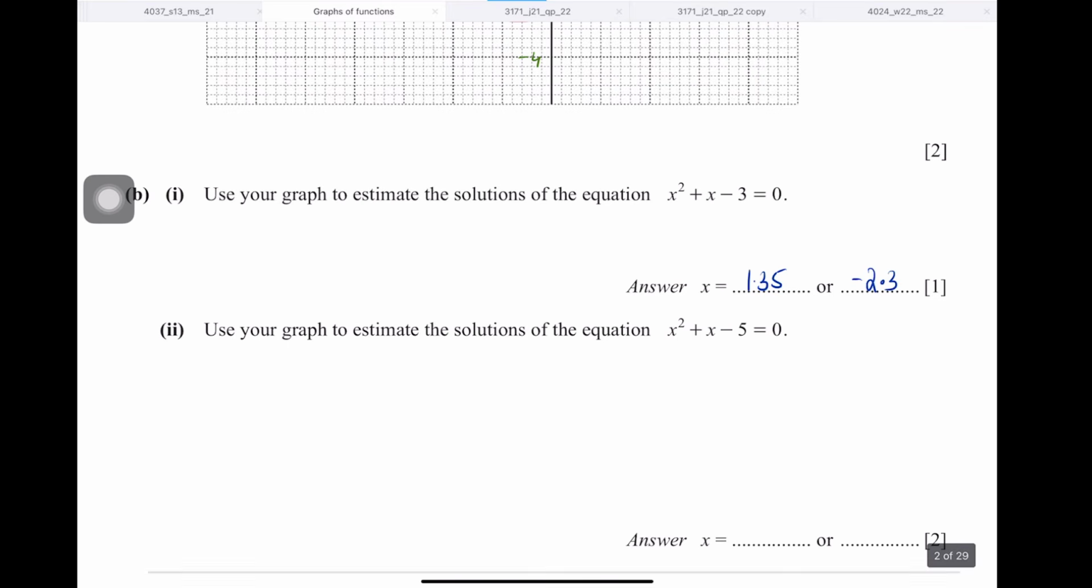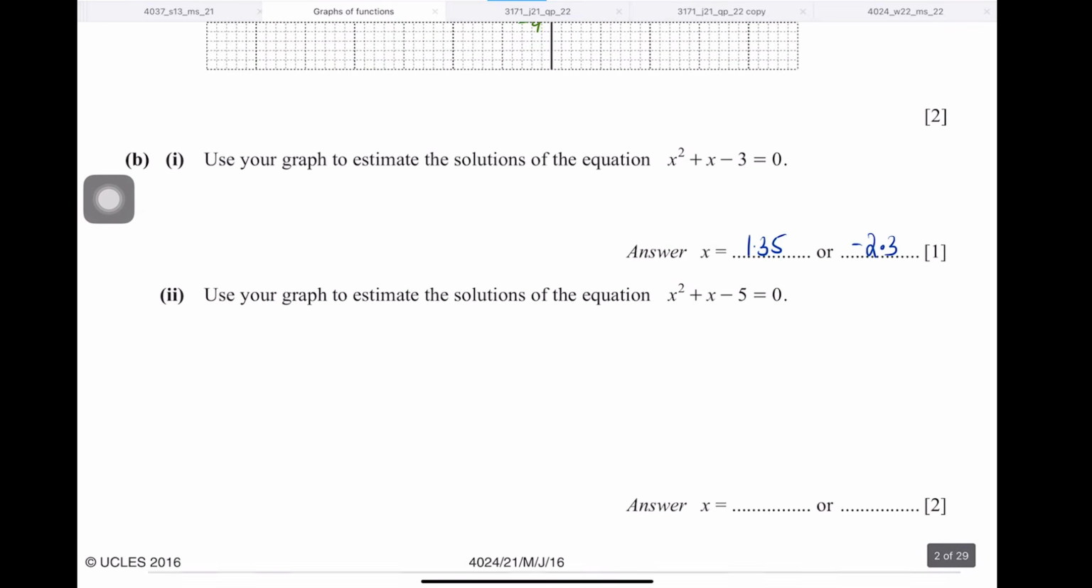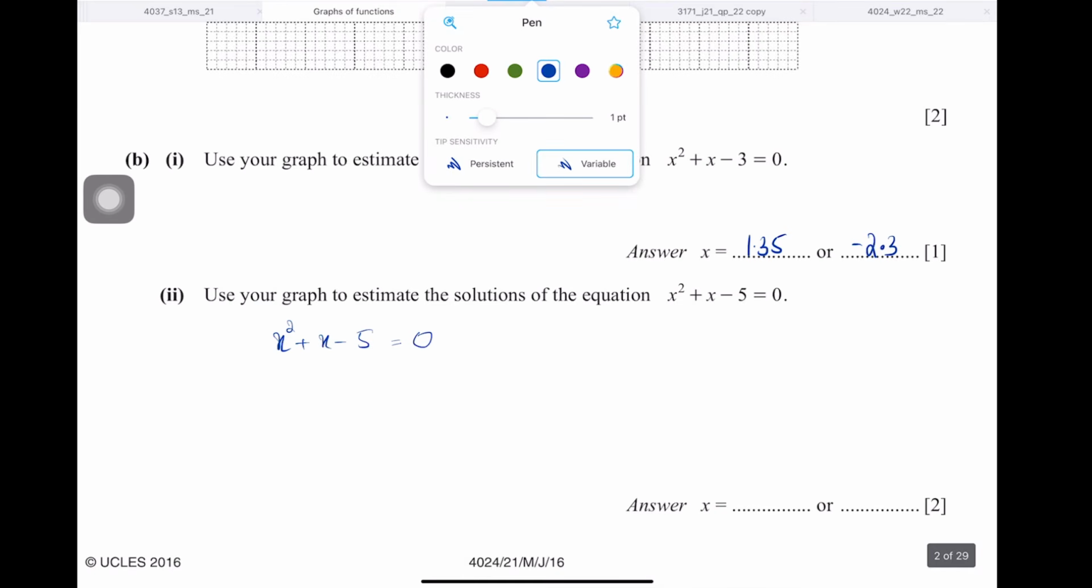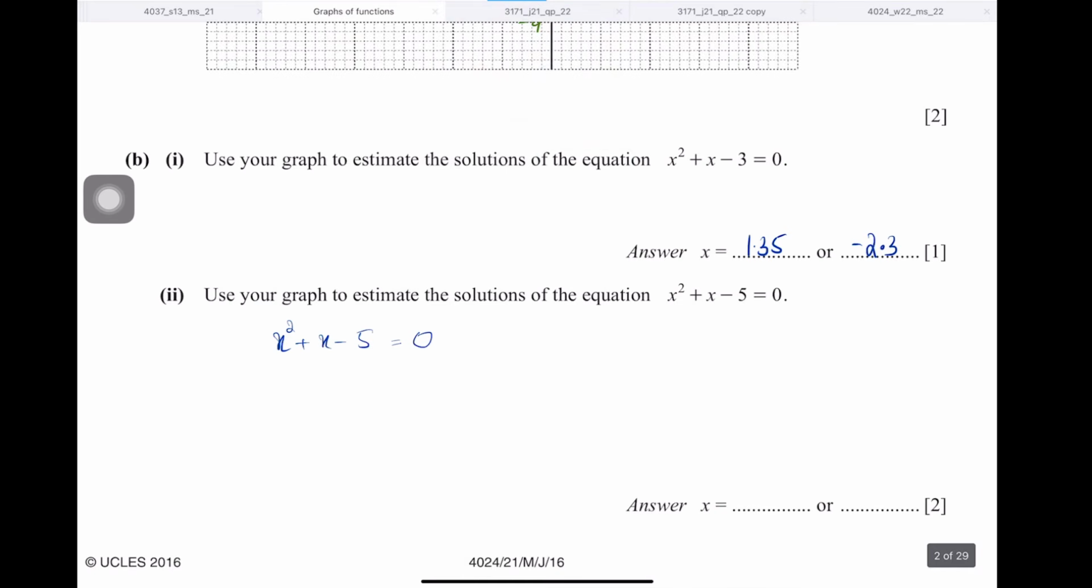So here we have -2.3. Now we have part 2, which says use your graph to estimate. Now here the question hasn't said by drawing a suitable straight line, but we know that's what we have to do. So we have the equation of the curve right in front of us. If in fact we don't, let's write it down. x squared plus x minus 3 equals 0. So we have x squared here, we have x squared here. So far so good. We have x here, we have x here as well. But in the equation, we have -3, which we don't have over here.